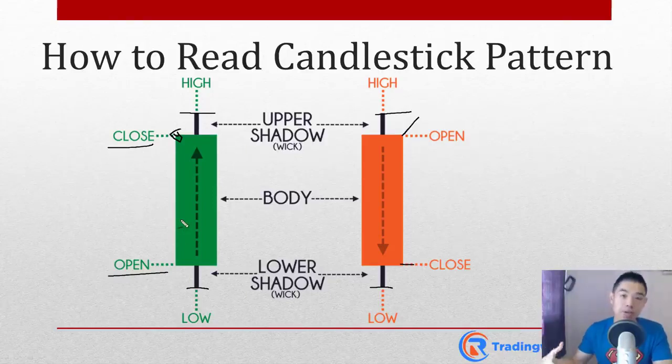That's why it's green. It's bullish. For this one, it is what we call a lower close. This is where the price closed below the open. That's why it's so-called bearish, right? A red color candle. So that's how you read a candlestick chart, how you read a candlestick pattern.